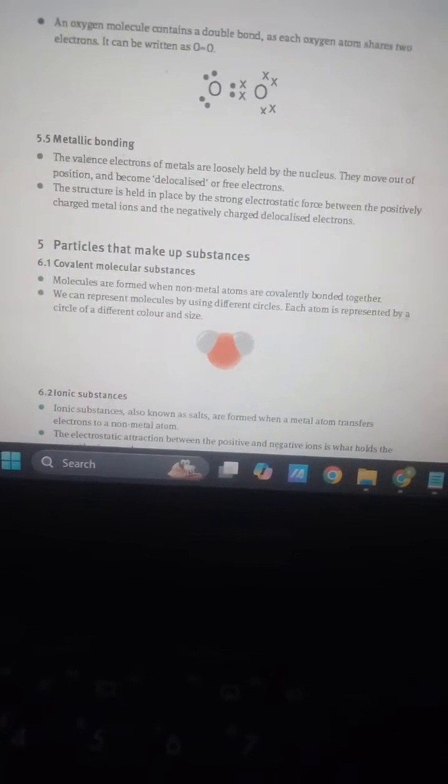Okay, so we have metallic bonding as well. In metallic bonding, the valence electrons of metals are loosely held by the nucleus. They move out of position and become delocalized, or they're called free electrons, right? Because they move, they're loosely held by the nucleus. And then the structure is held in place by the strong electrostatic force between the positively charged metal ions and the negatively charged delocalized electrons.